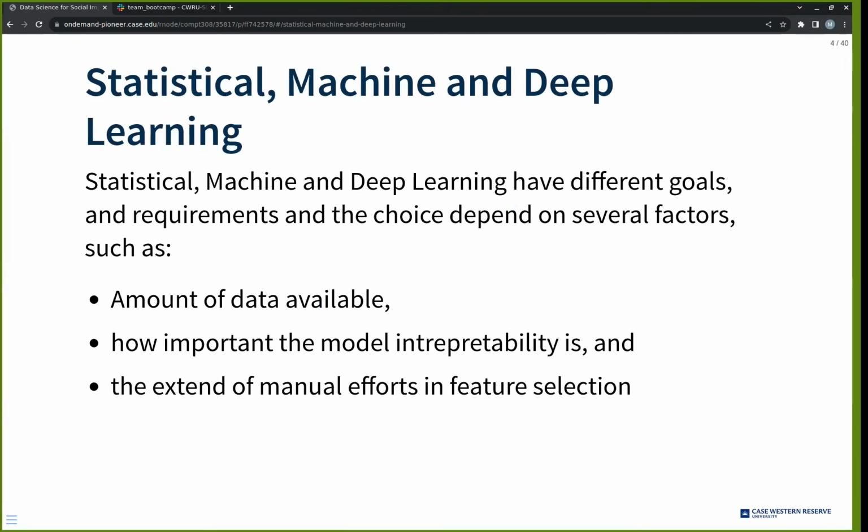Now, there are three main types of learning: statistical learning, machine learning, and deep learning. All these three are different from each other based on a few things. How much data do you have? If you have a very small amount of data, you probably won't be able to do any machine or deep learning. And if you want your model to be very interpretable, if you want to know, okay, this is the relation of this response to this predictor, then your best bet is statistical learning, because as you go into machine and deep learning, the interpretability of your model goes very low.